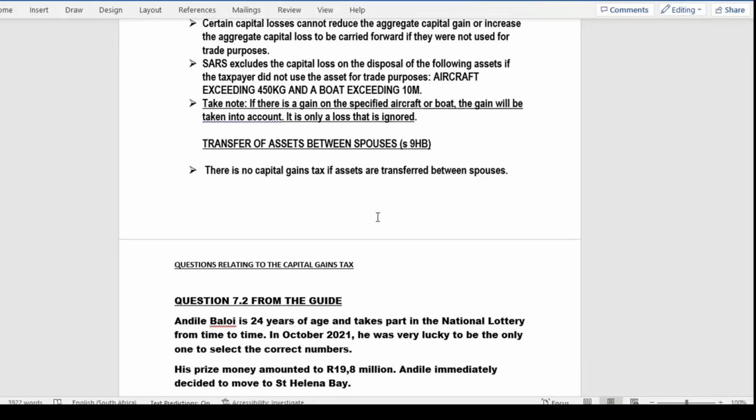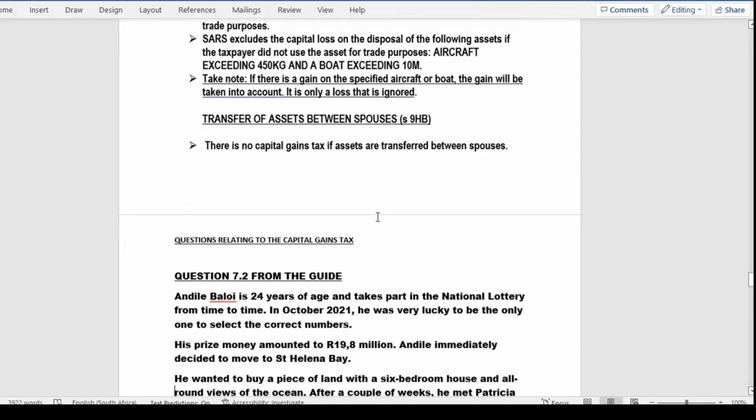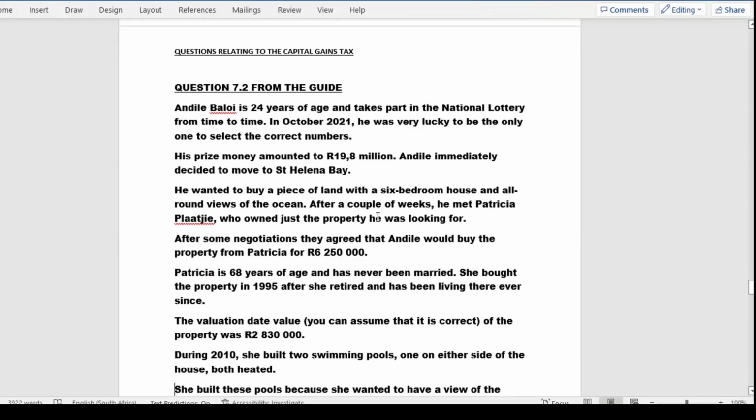Transfer of assets between spouses under Section 9HB. There is no capital gains tax if the assets are transferred between spouses. But before I go on to the question here, let me bring you up to speed.